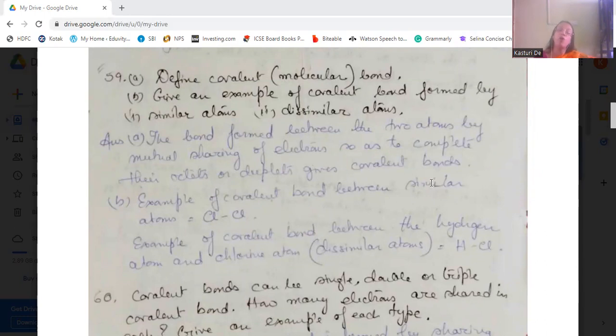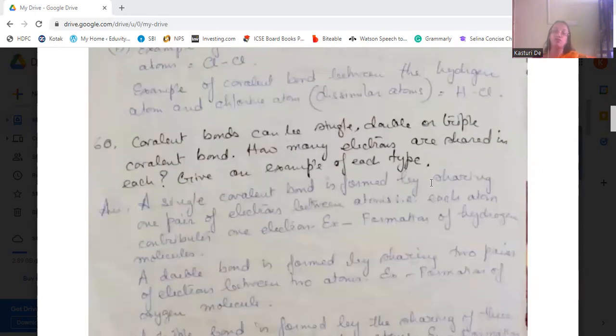The covalent bonds can be single, double, or triple covalent bonds. How many electrons are shared in each? Give an example of each type. Now, a single covalent bond is formed by sharing one pair of electrons. When there is a sharing of only one pair of electrons, that's a single covalent bond, like formation of hydrogen molecules.